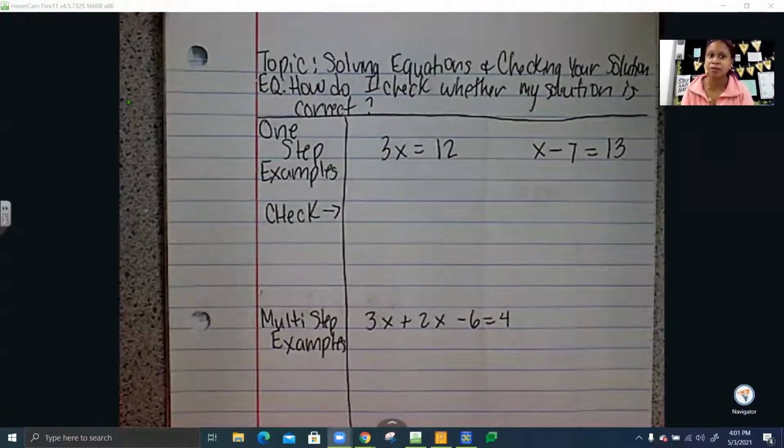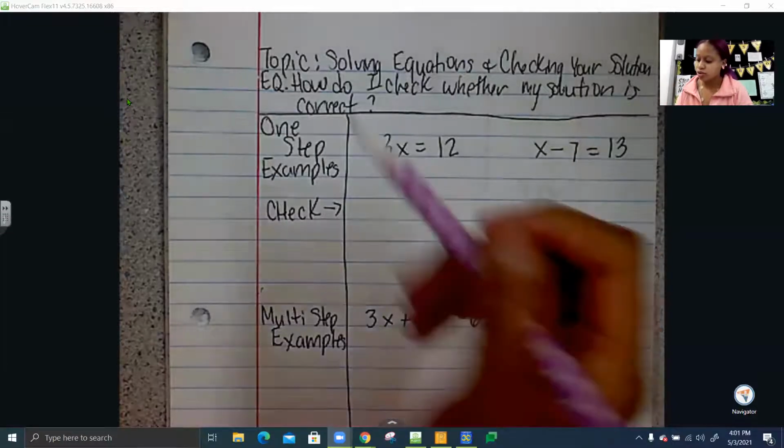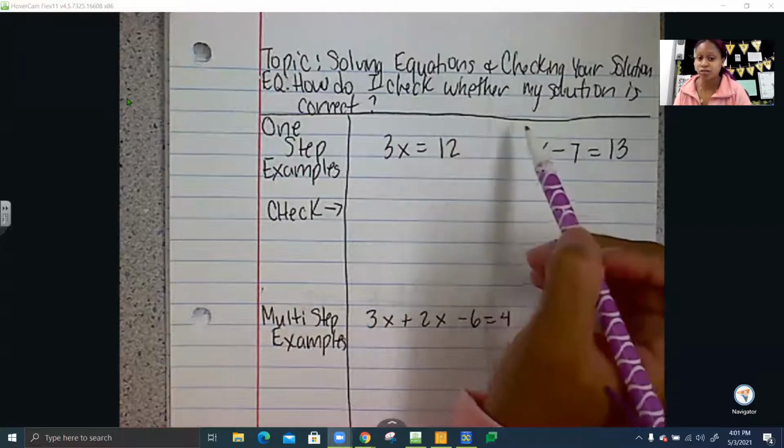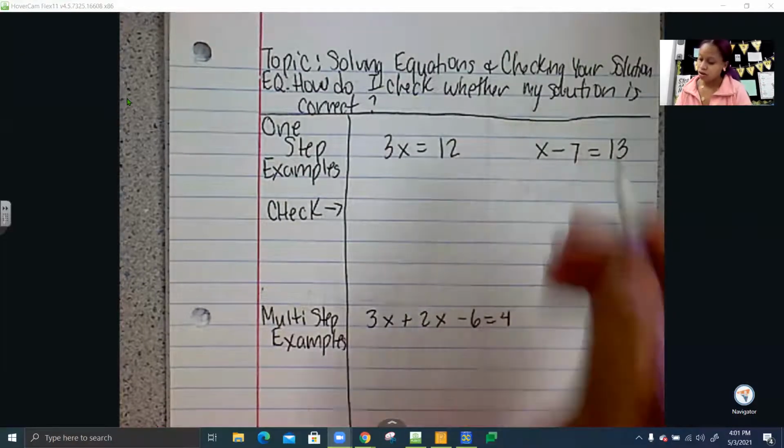There is a way to tell. You don't have to just submit your answer and then hope for the best. There's a way to check your answer, to double check and make sure that what you're submitting is correct. Our essential question is, how do I check whether my solution is correct? And that's what we'll be answering in the coming moments.